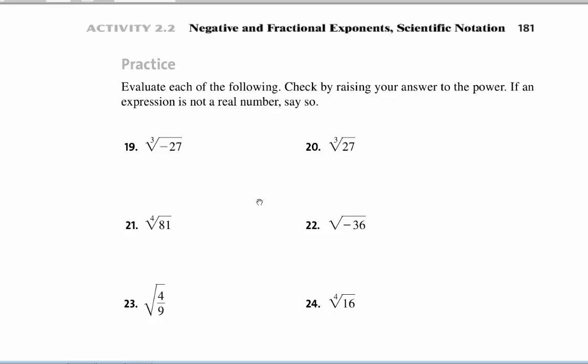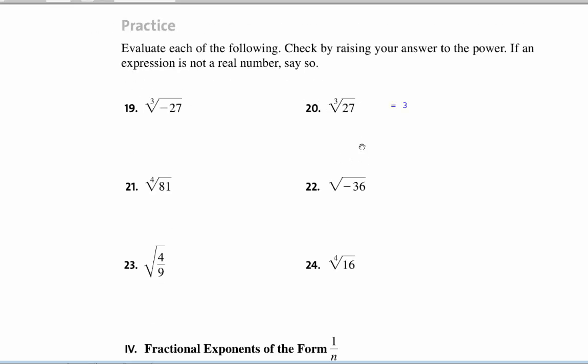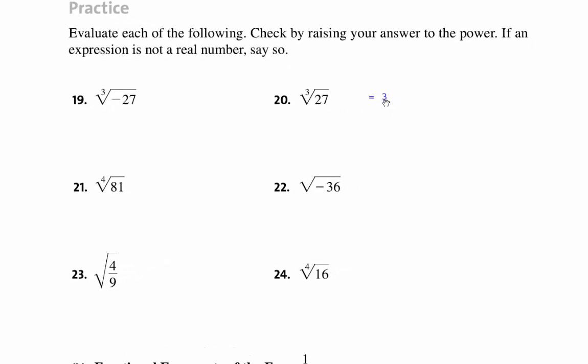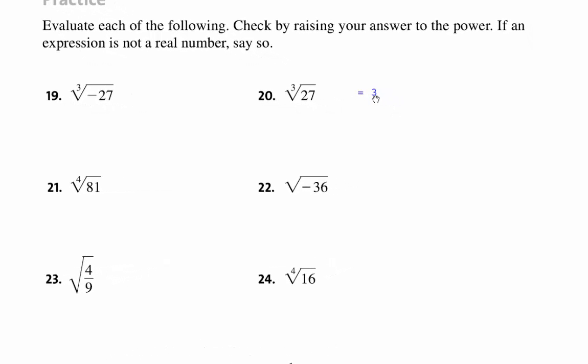Let's take a look at a few of these practice problems. Right? When I look at problem 20, we're taking the cube root of 27. So we're asking, what number multiplied by itself 3 times will give me 27? I think it would be 3, right? 3 times 3 times 3 is 27. So here's my answer, right? The cube root of 27 is going to equal 3. Again, because 3 multiplied by itself 3 times will give me 27.